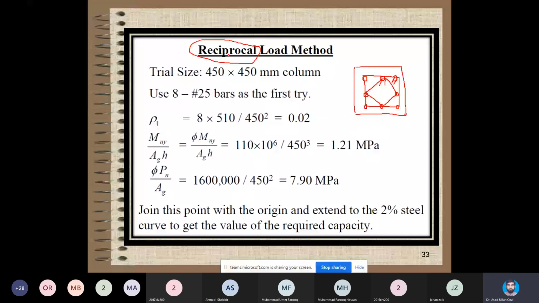So in this way, here since we have already solved this problem with 8 number 25, so I am selecting the same column and I am applying the reciprocal load on it.